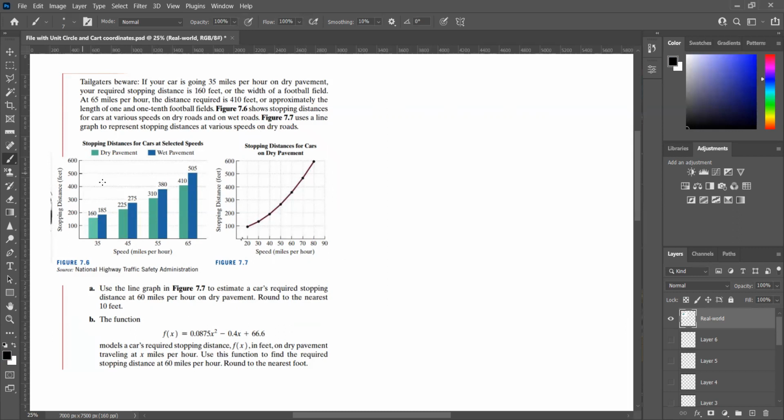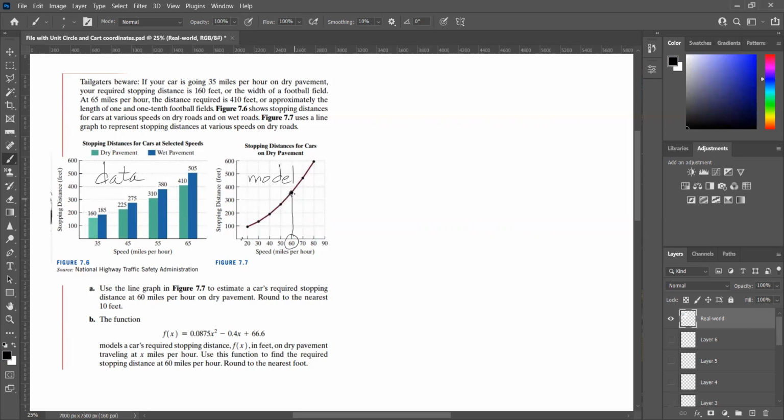So we have data on the left. These are real numbers from the real world, and we have a model on the right. They don't necessarily line up perfectly, but they'll be pretty close. So what they want us to do first is use the line graph, that's the model in figure 7.7, to estimate a car's required stopping distance at 60 miles per hour. So we'll come over here to 60 miles per hour, it's right there, and we'll work our way right up to the graph, which puts us at that point.